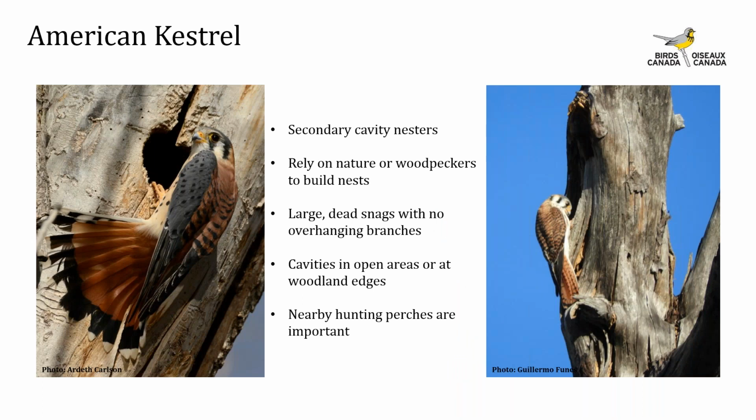They are secondary cavity nesters, meaning they rely on natural or pre-existing cavities made by woodpeckers for nest building. They prefer cavities in large dead snags that have no overhanging branches blocking above the cavity. The cavity trees are in open areas, but they will also nest at woodland edges. Hunting perches near the nest are also very important for kestrels, and these can include dead branches or hydro wires.